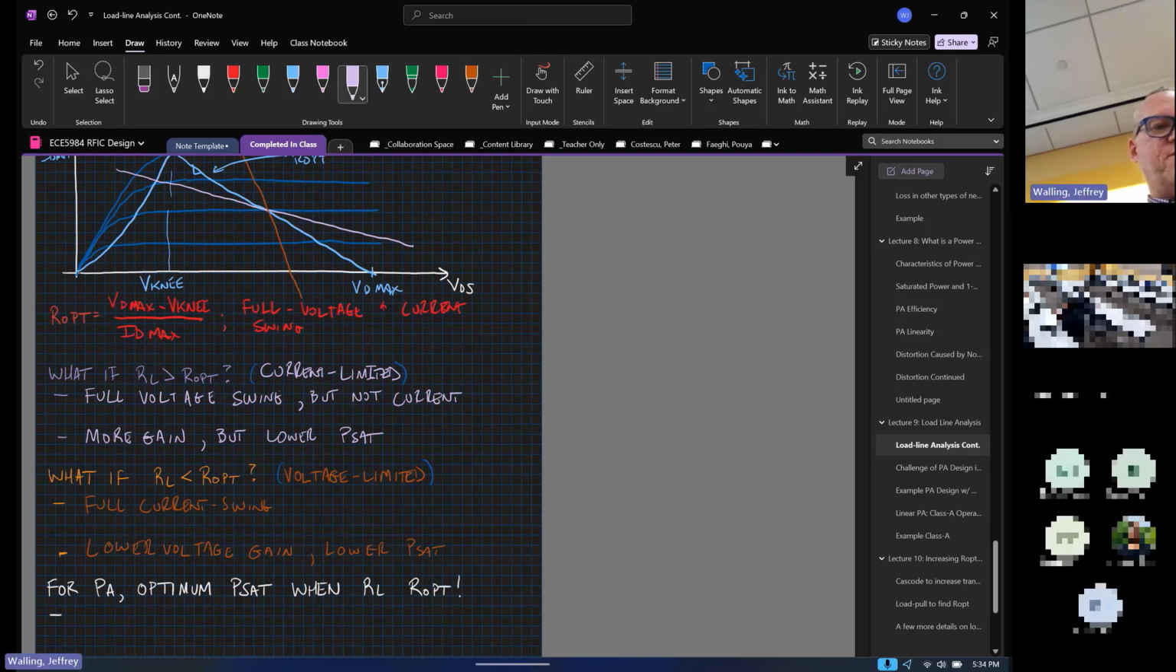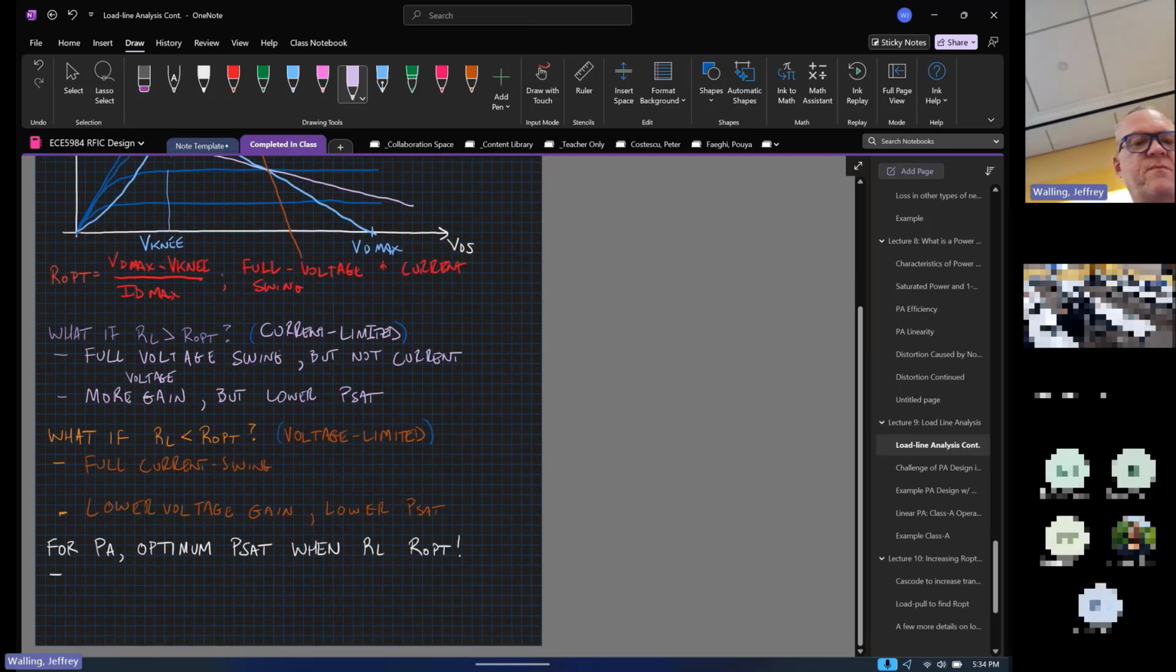So up here, I noted more gain. I want to be specific that we're talking about voltage gain here. That might also lead to more power gain, but ultimately still lower power, lower saturated output power.